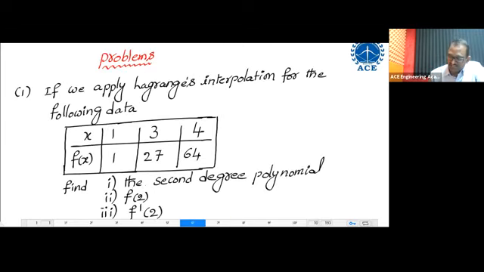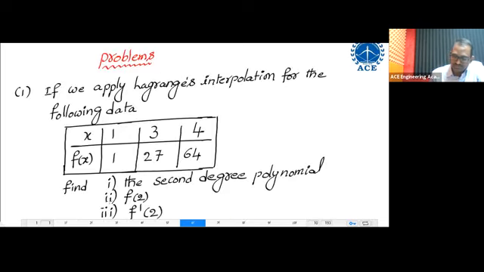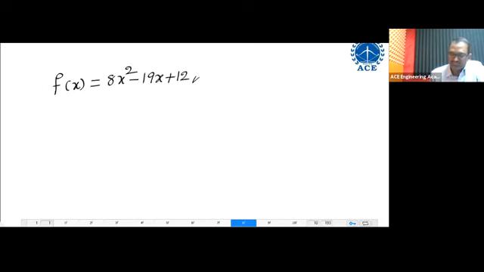And now look at the problem. Find the second degree polynomial. We have already found the second degree polynomial. What is problem number 2? F of 2. Problem number 3, f dash of 2. So find f dash x also. 8x square derivative 16x, 19x derivative 19.